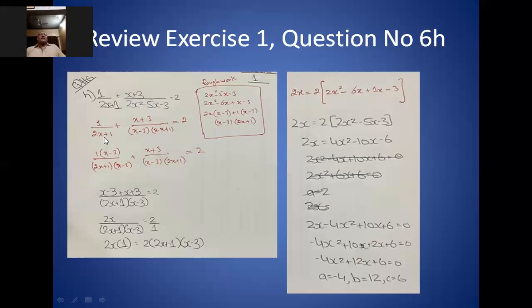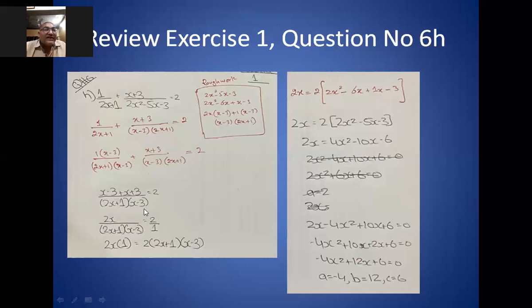That technique I'm using. So what I will do, I will multiply x minus 3 upstairs, x minus 3 downstairs in this first fraction. So now the denominators are the same, so you can write a single denominator here. And this will be 1 into x minus 3. That will be x minus 3 plus x plus 3 equals 2. So x and x, that will be 2x; minus 3 plus 3 will be cancelled. So you have 2x divided by these two brackets equals 2 by 1.